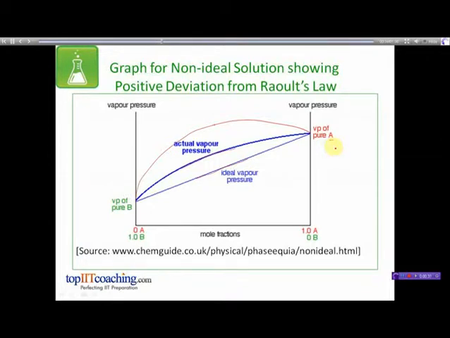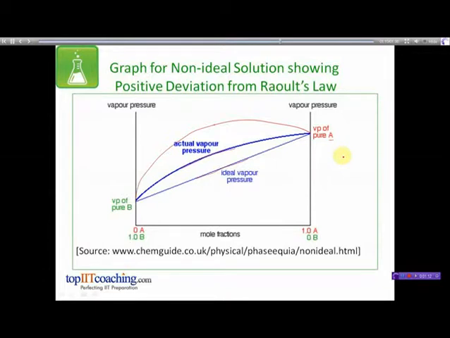Now why is the observed vapor pressure higher than the ideal vapor pressure? The reason is that the intermolecular forces between the molecules of A and B are weaker as compared to those in their pure states. So the intermolecular bonds in the solution will break more easily as compared to the pure liquids A and B. Now the change in enthalpy observed on mixing the two will be endothermic as well. That is, heat will be absorbed instead of being released.